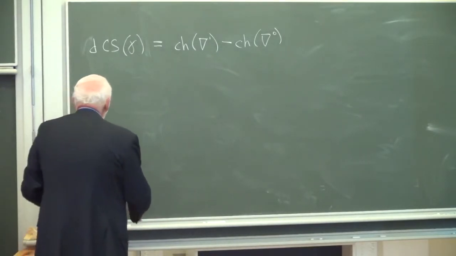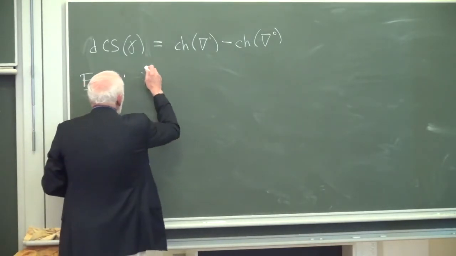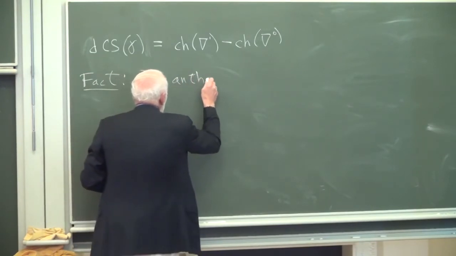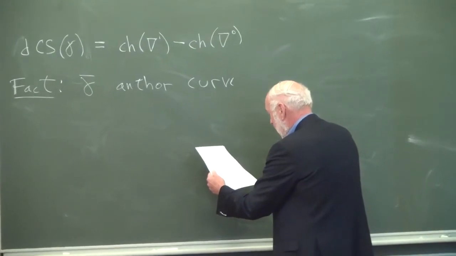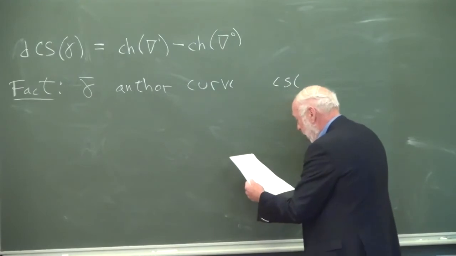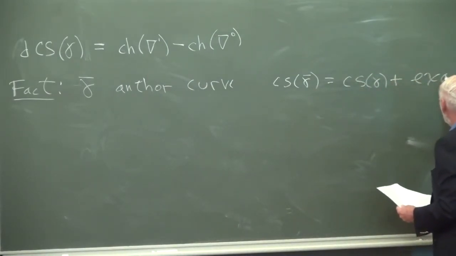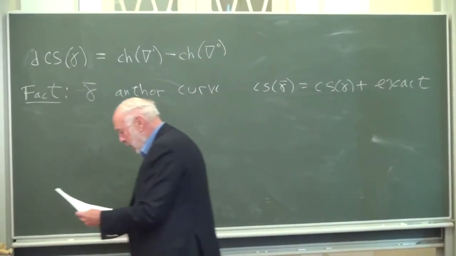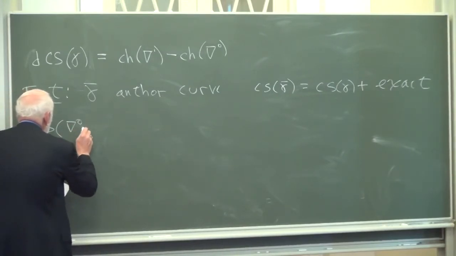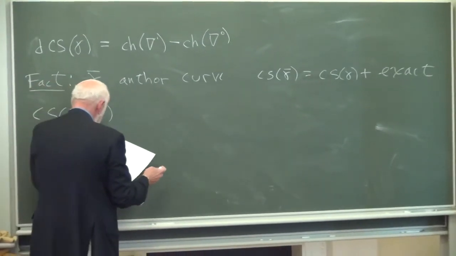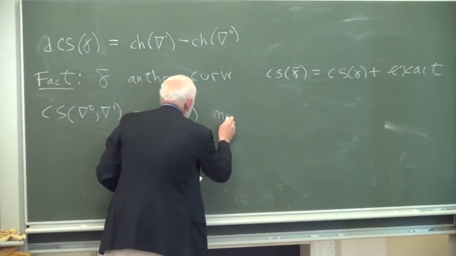But actually, a good fact is that if gamma bar was another such curve, then CS of gamma bar equals CS of gamma plus something exact, okay? So therefore, now I can leave out the curves, and I can define CS of the pair of connections equals, let's say, CS of gamma modulo exact.